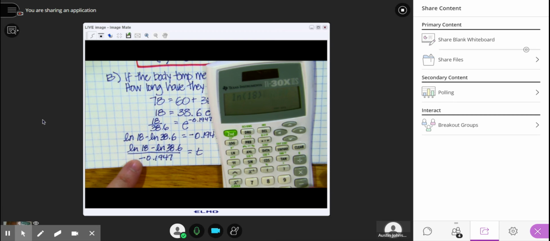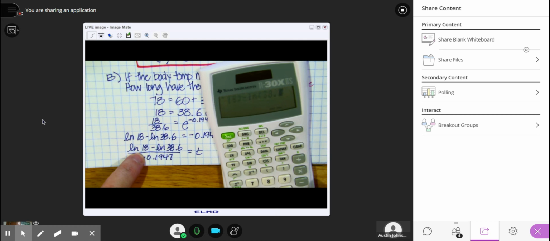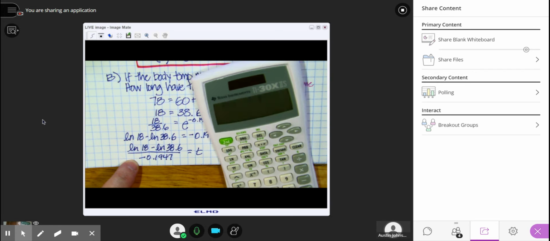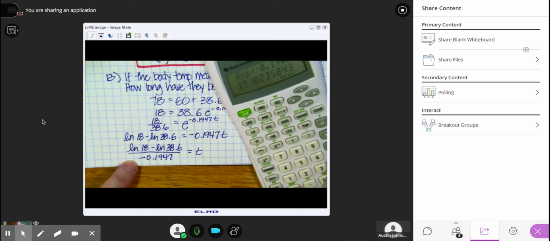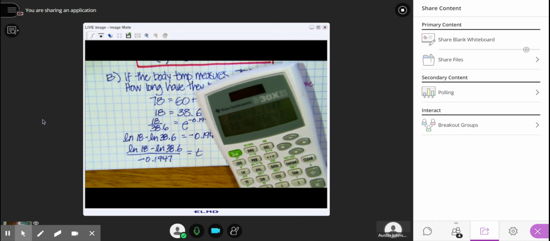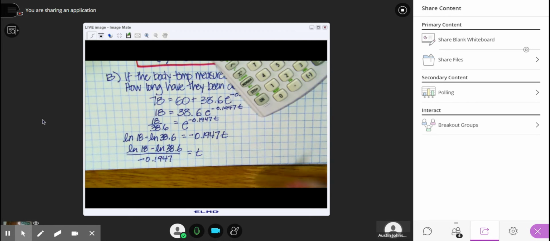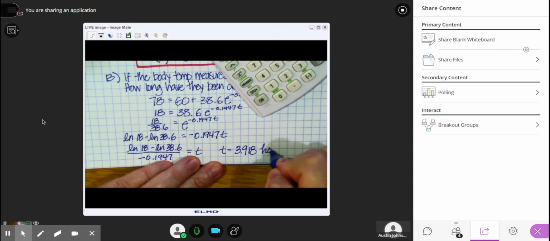So now I'm going to type in what I've got here, ln 18 minus ln 38.6. I'm going to hit enter. And then I'm going to divide that by my denominator, negative 0.1947. And I get 3.918, and this would be in hours.